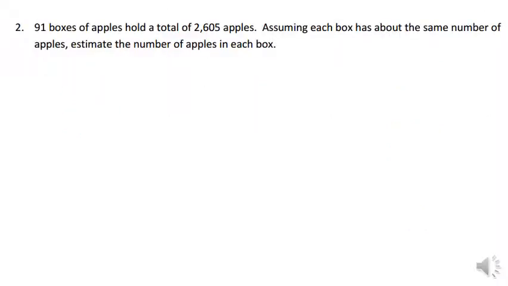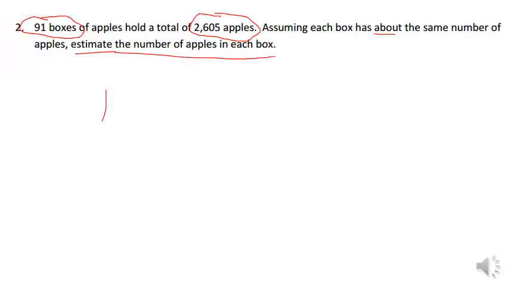Question 2. 91 boxes of apples hold a total of 2,605 apples. Assuming each box has about the same number of apples, estimate the number of apples in each box. So let's go back and get the important information. 91 boxes of apples hold a total of 2,605 apples. Assuming each box has about the same number of apples, estimate the number of apples in each box.